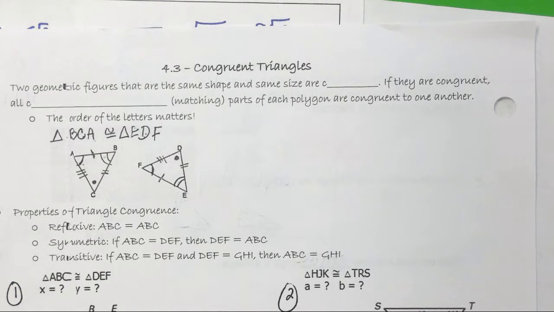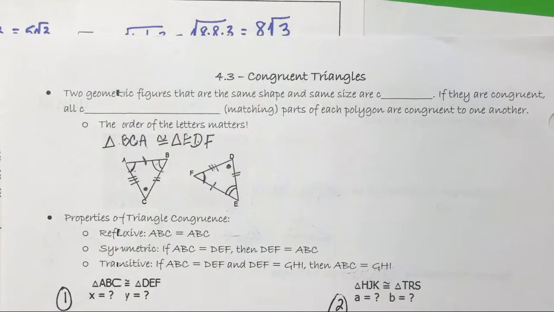Okay, so last week we did 4-1, and that was really easy. We talked about the way to classify by your angles. You can be a right triangle, an acute triangle, and obtuse triangle. And then we also talked about classifying by sides. You could be scalene, isosceles, or equilateral. And so that was all 4-1.